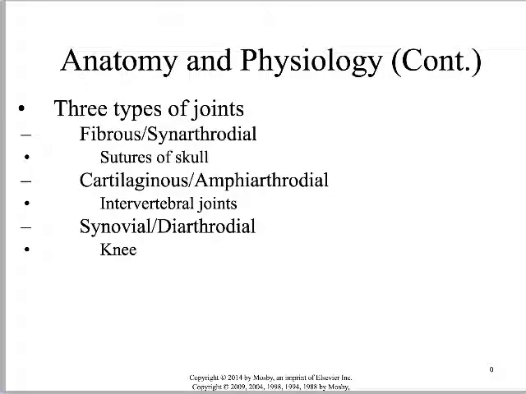Then there's synovial or diarthroidal. Diarthroidal just means it moves in at least two ways. And so things like the knee. The knee is capable of movement both as a hinge joint and then also it's capable of doing some side-to-side movement as well. So it moves in all directions.